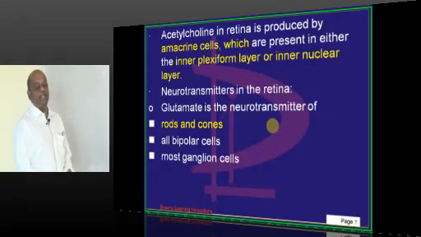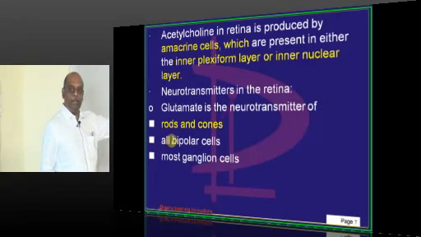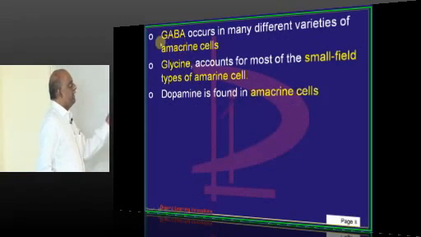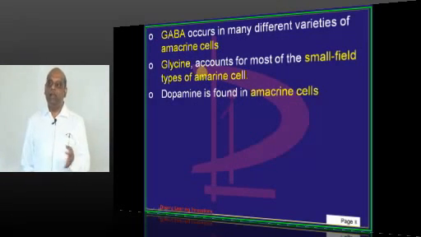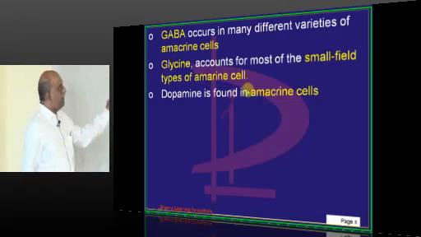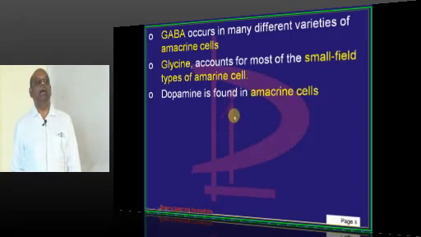We have glutamate, which is used by rods and cones and all bipolar cells and the ganglion cells. Then GABA is used by amacrine cells. Glycine is used once more by amacrine cells, and dopamine also by amacrine cells. So what is the only word you can remember with the minimal white matter left over in your brain after so many subjects? Anything, amacrine, say it, and you get full marks.